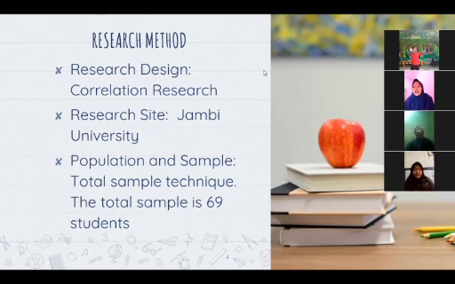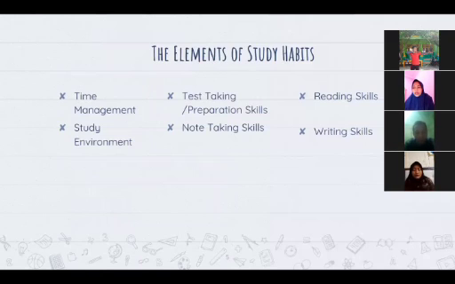And then in conducting the research, we will use questionnaire as the instrument. The questionnaire will be the study habit questionnaire from Virginia Garden University. And the elements of study habit are the first one, time management, study environment, test taking or preparation skills, note taking skills, reading skill, and also the writing skill. To avoid any misunderstanding and misinterpretation, the questionnaire will be written in Bahasa Indonesia. Okay, I think that's all about my explanation.